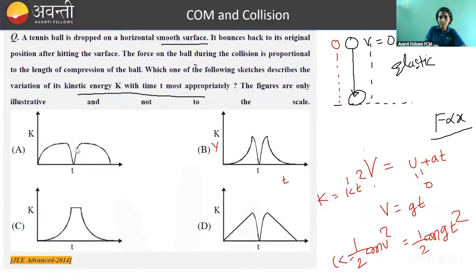This is along time axis. So here y is equal to k t square. You would say, right? This is the equation of a parabola, and this is an upward parabola, right?